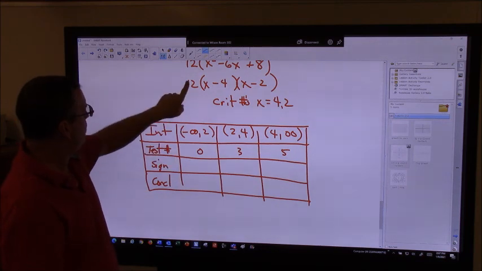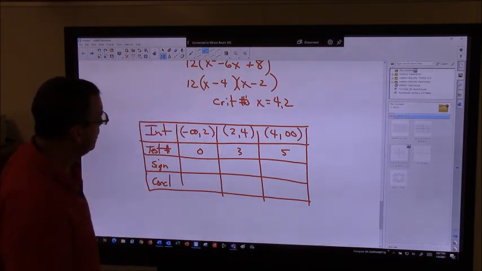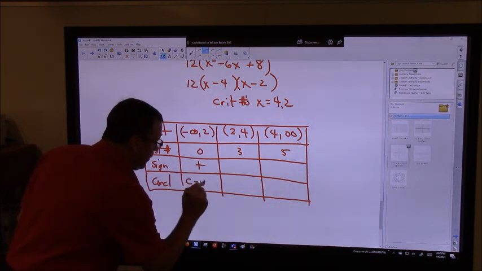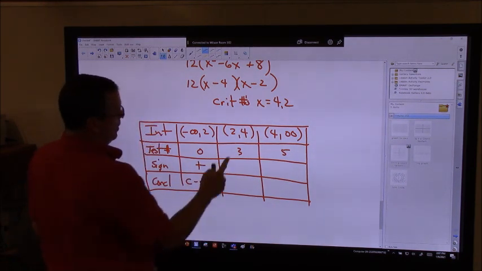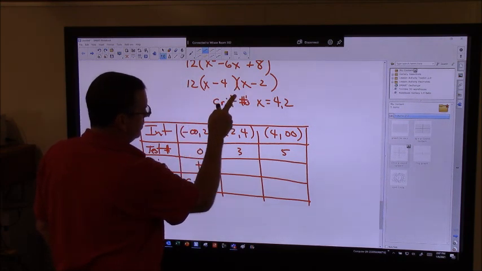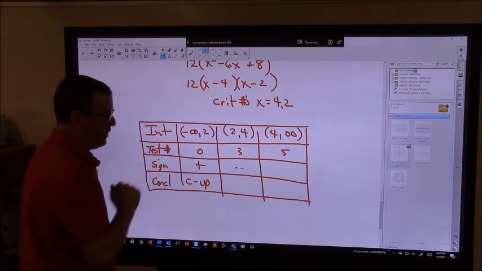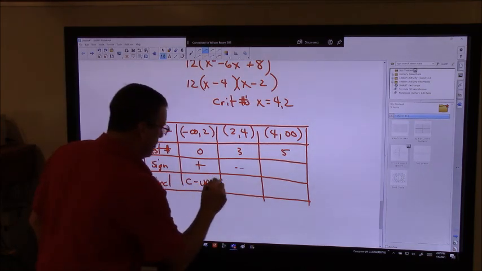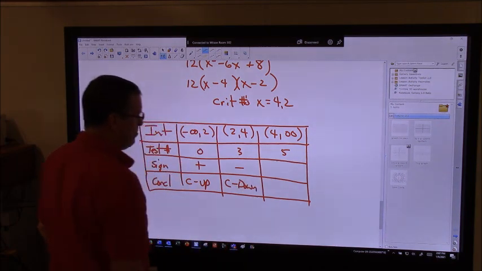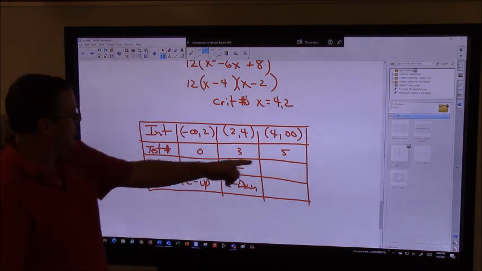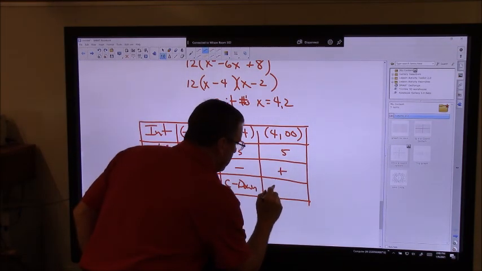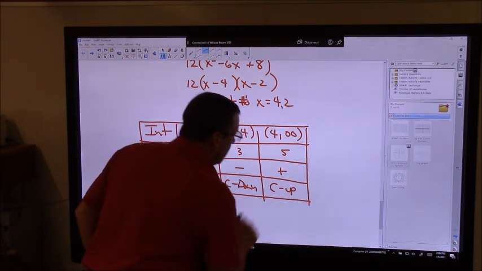So if I put a 0 in there, I got a positive times a negative times a negative. Overall, that's positive, so we are concave up. When I put a 3 in, I get positive times negative times positive. So that means there's only one negative sign, so we're negative overall. And that means we are concave down for that part. And then if I put a 5 in, positive, positive, positive, we are back to concave up.